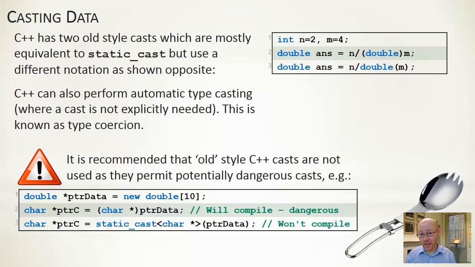Using the new style cast, it won't actually compile. It's going to say, are you sure? You're forcing a char star into a double pointer. Now, you can reinterpret it and force it if you want to, but at least using a static cast, the compiler will ask you to really reflect on what you're asking it to do.